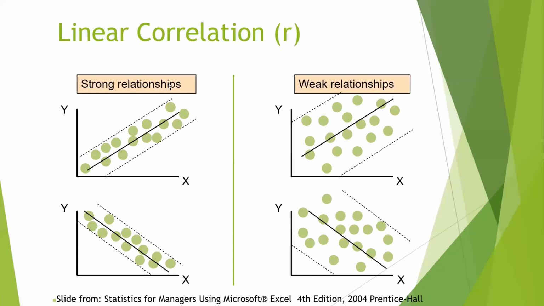Now, the correlation coefficient is represented by a small r. As you can see, it can be shown through a scatter plot, where you plot two quantitative variables on different axes, the x-axis and y-axis. On the left-hand side, a strong relationship has been portrayed, and on the right-hand side, a weak relationship. So what is the difference between weak and strong, and how can you find out?